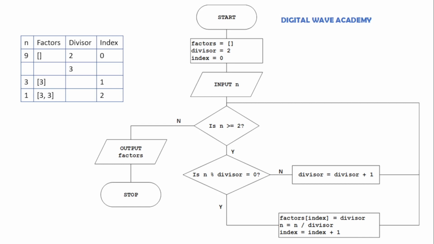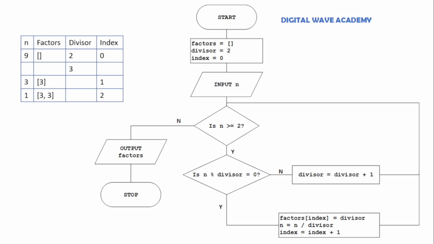And we move again to check. Our current n is 3. Is it greater than or equal to 2? Yes. Is 3 divisible by 3? Yes. Then we add 3 again as a factor. We now have two 3's. And we divide the 3 by 3 to give us 1. And we increment our index by 1.